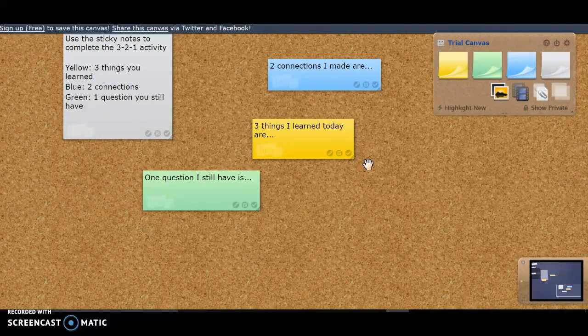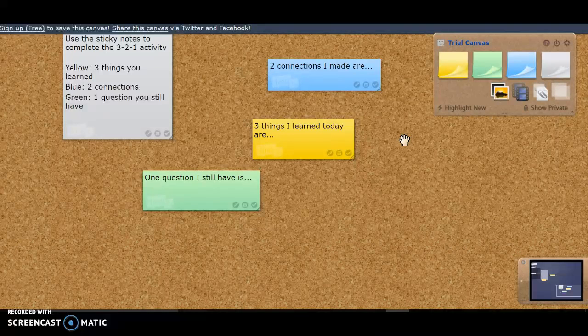sample activity of doing a 3-2-1 maybe at the end of the day to see what students learn and took with them. I did yellow as three things they learned today, blue as two connections that I made, and then green as a question that I still have. I like using this because students can post on here and can all be anonymous. So if they have questions or really want to show what they learned today or some great connections they made, they can all post on here.